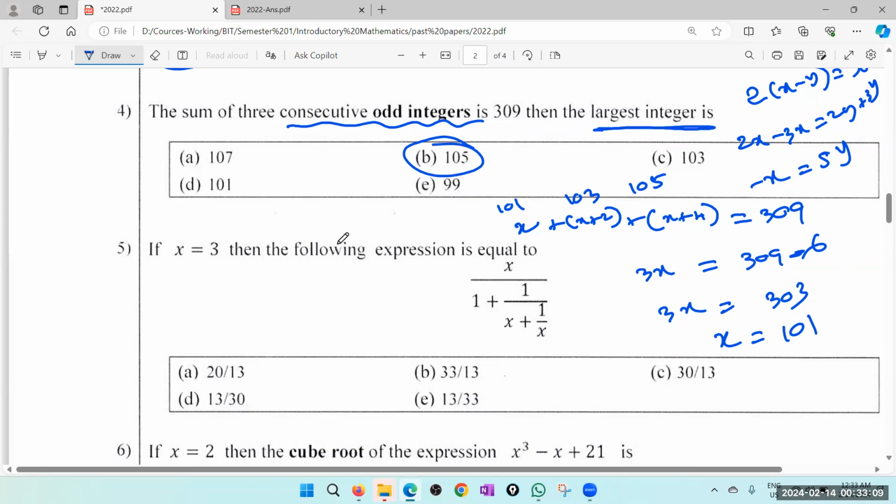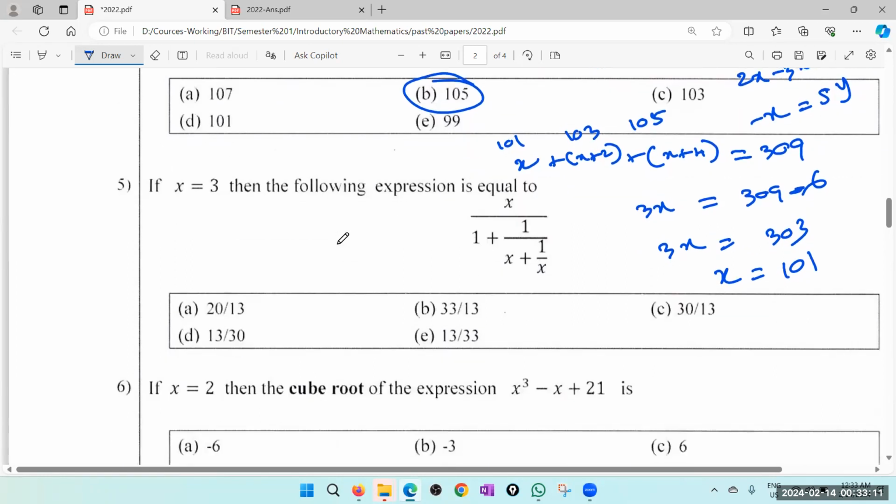Yes. Fifth question. This is a super simple question, because when x equals 3, what is the value of this? You can just substitute x equals 3. So the answer is 3 divided by 1 plus 1 over 3 plus 1 over 3. Okay, I will simplify this part first.